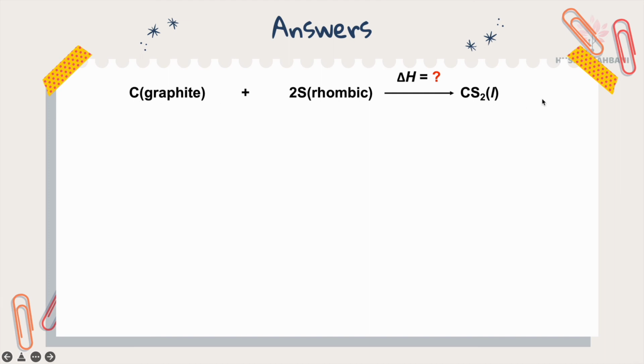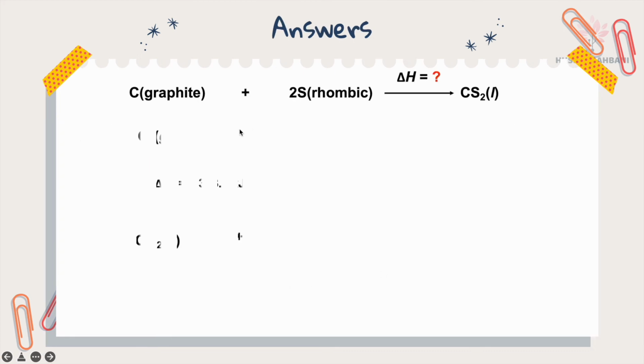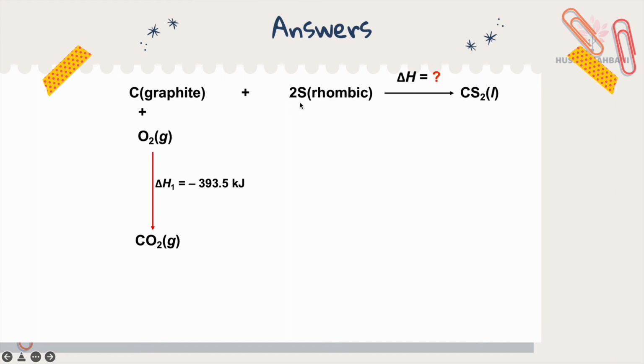First, write down the target equation. And then you write the equations given in the question. So the equations given in the question: C reacts with oxygen to produce CO2, S reacts with oxygen to produce SO2, and then CS2 reacts with oxygen to produce CO2 and SO2. Here, the first equation, C reacts with oxygen, and then you write down the value of delta H. And the second equation, S reacts with oxygen to produce SO2, and then write down the delta H.